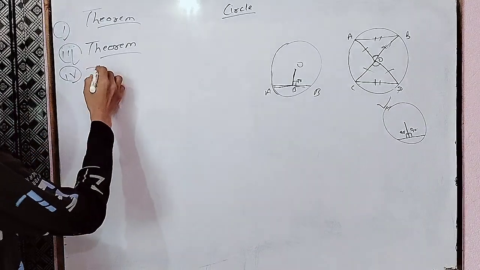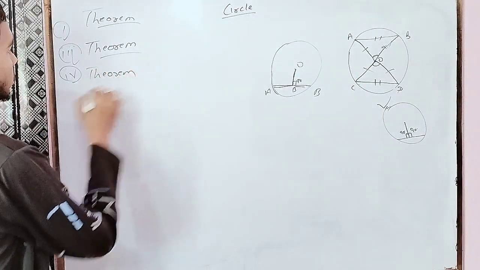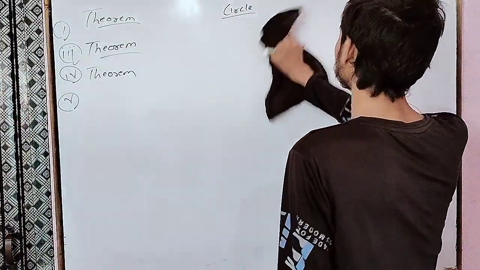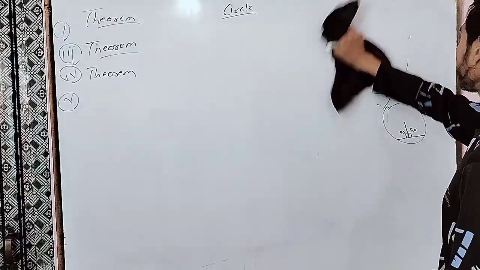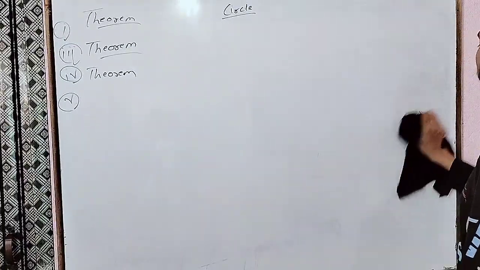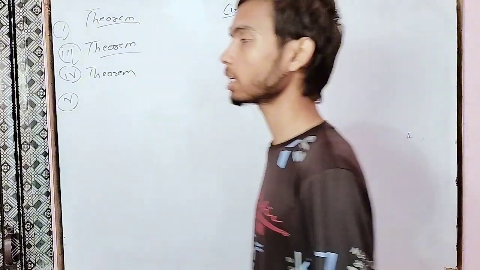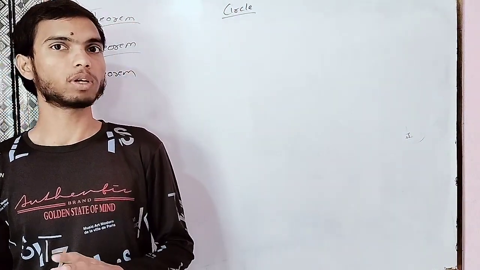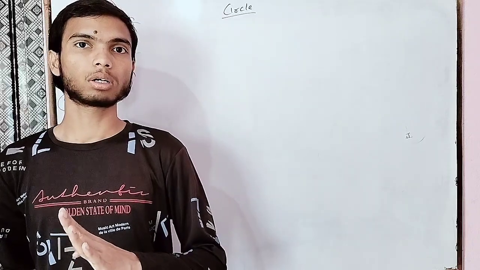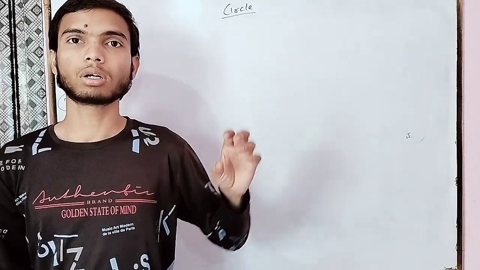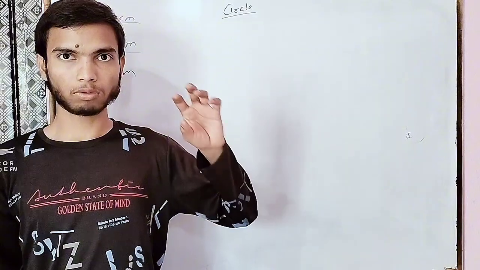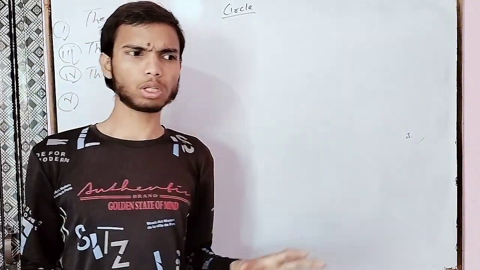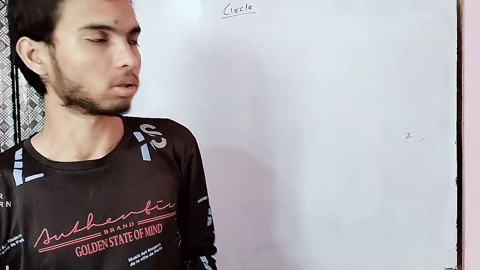Now the fifth theorem will be interesting. The fifth theorem is saying there is only one circle which will pass through all non-collinear points.